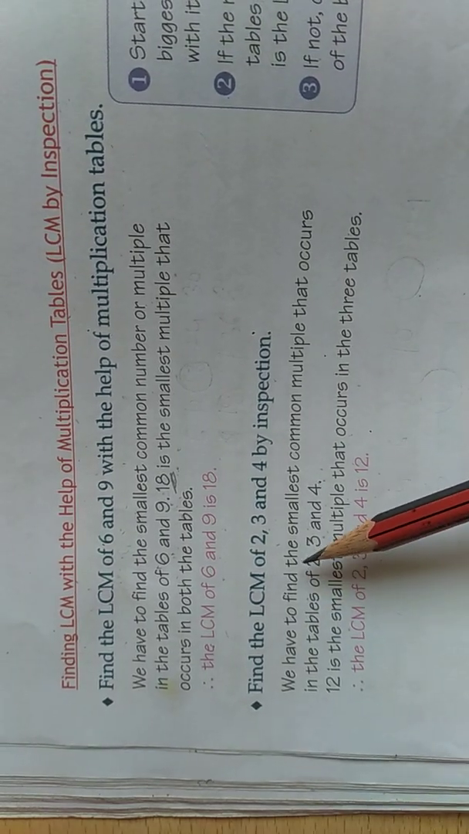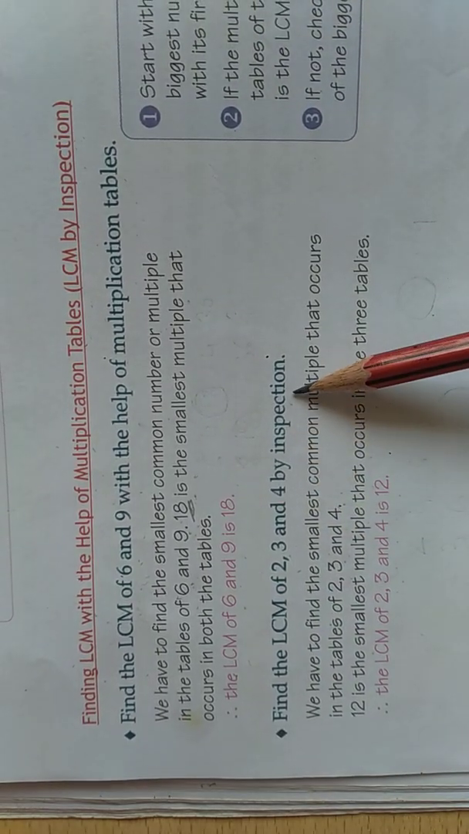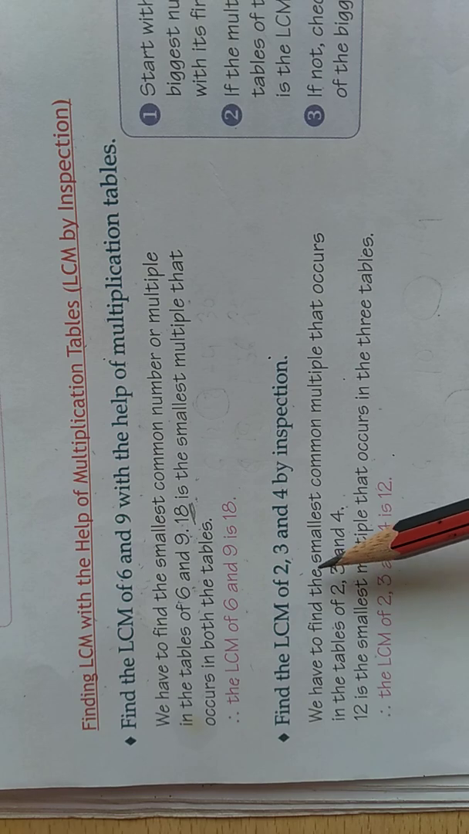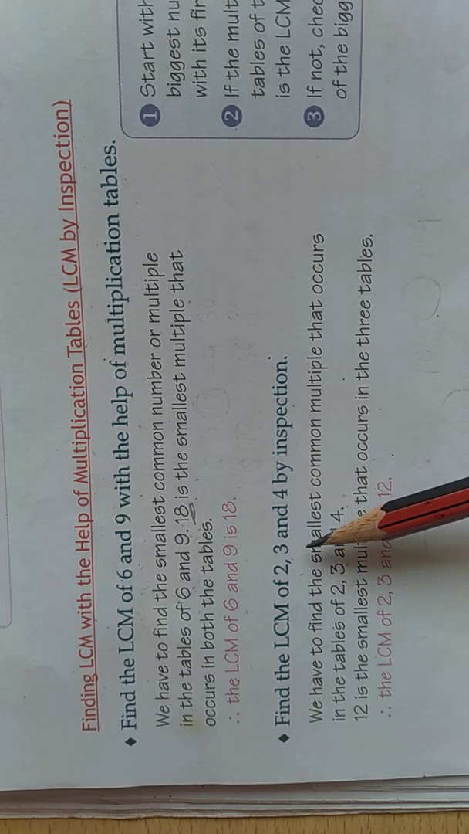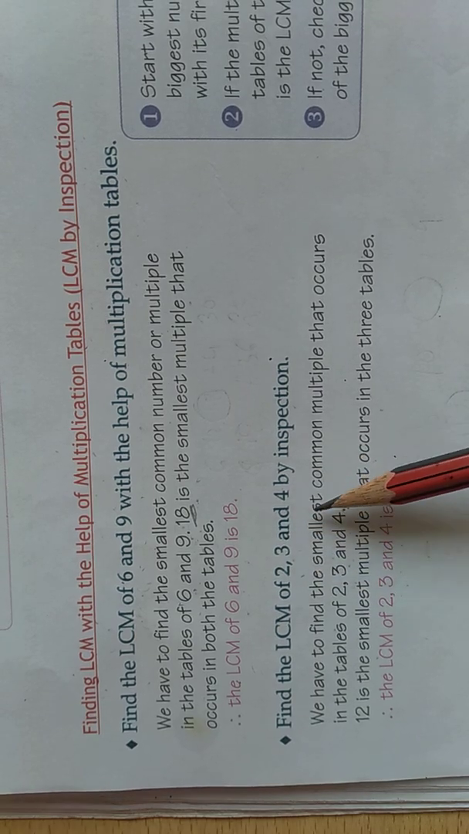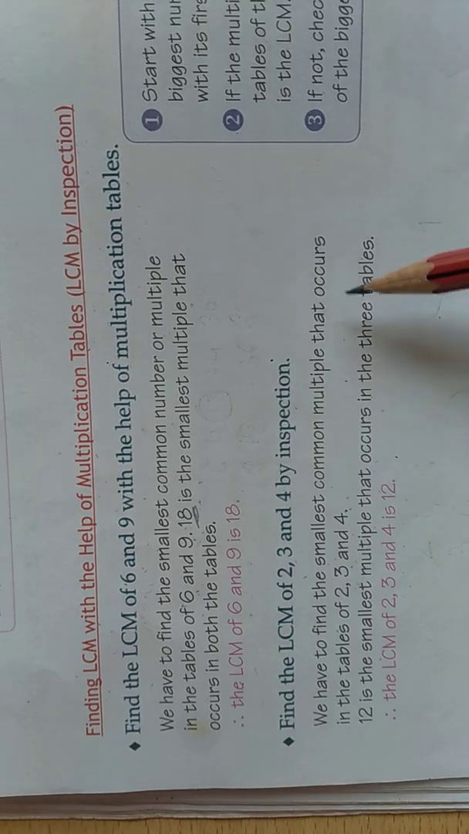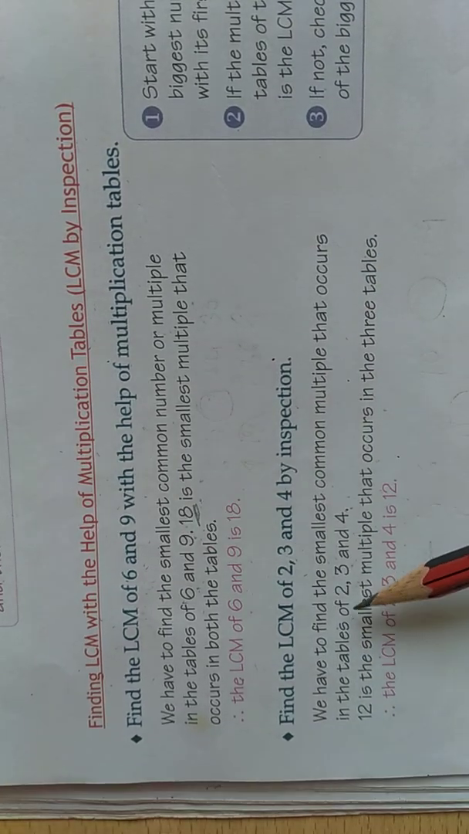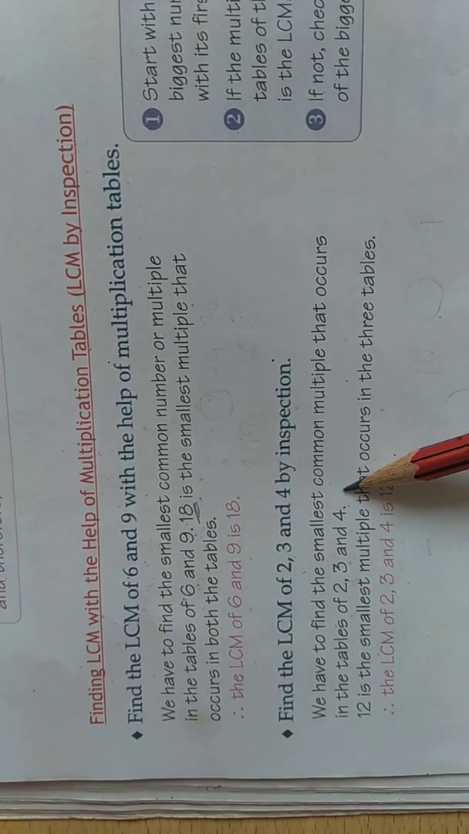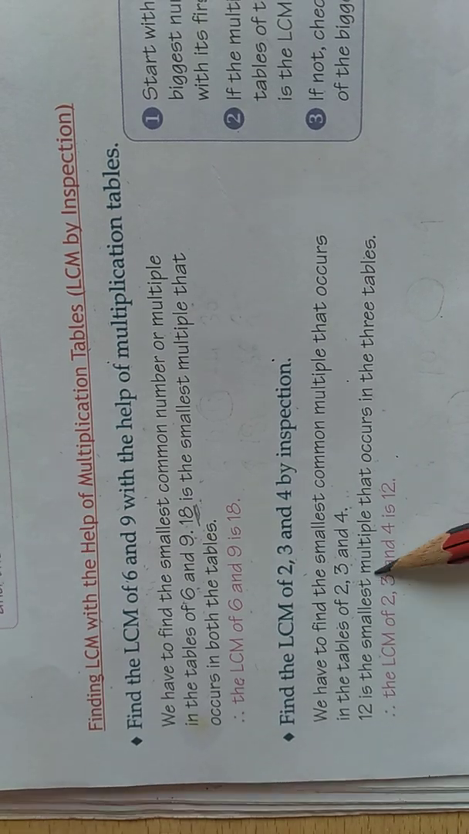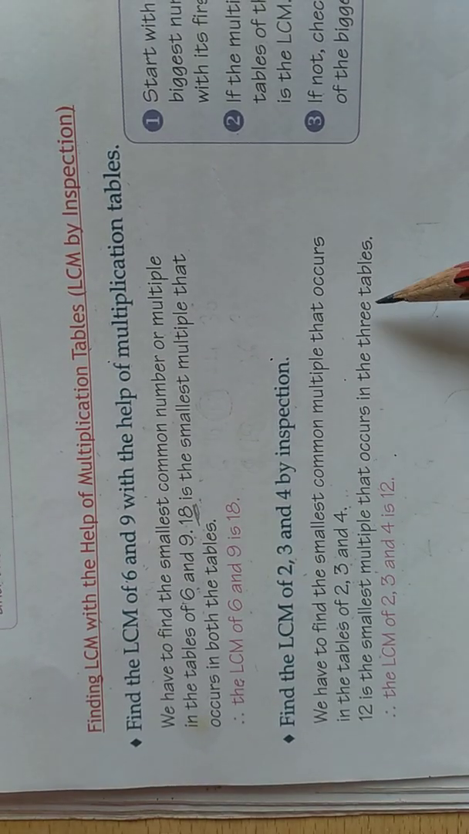Find the LCM of 2, 3 and 4 by inspection. Here we have to find the smallest common multiple of 2, 3 and 4. It means a number that comes in the tables of all three: 2, 3 and 4. So we have to find the smallest common multiple that occurs in the tables of 2, 3 and 4. 12 is the smallest multiple that occurs in the 3 tables.